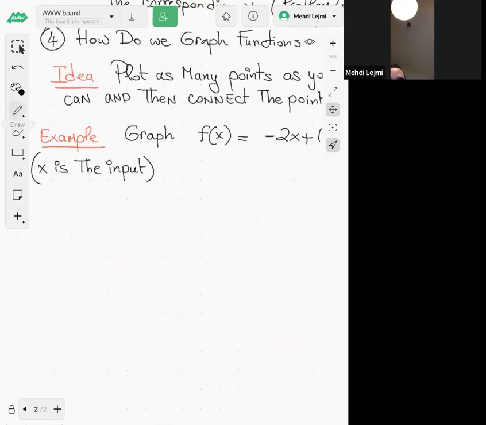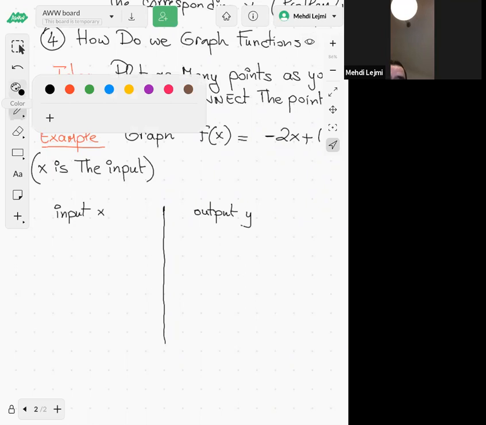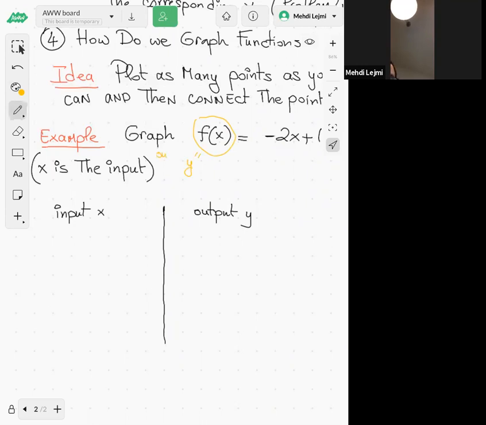Okay, so let's make a table here with values of x and output y. So the output y is given by f of x. So you think of this f of x as your output y. Okay, so the output y is supposed to be equal to f of x.